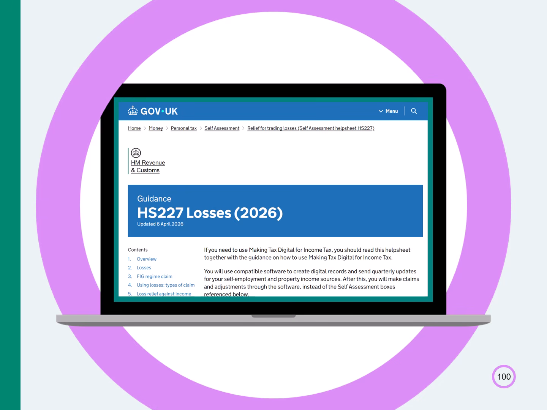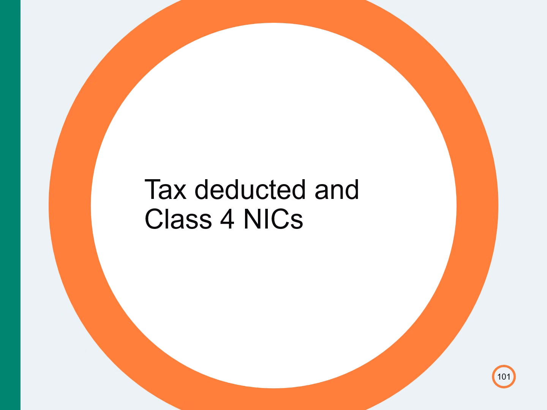Rules and time limits apply to loss claims. You can find out about these and more in a useful help sheet, HS 227, on gov.uk. The next two pages are for tax deducted and Class 4 National Insurance contributions.